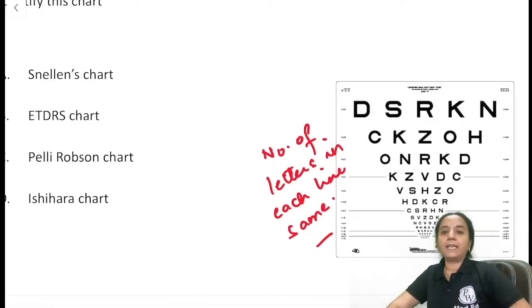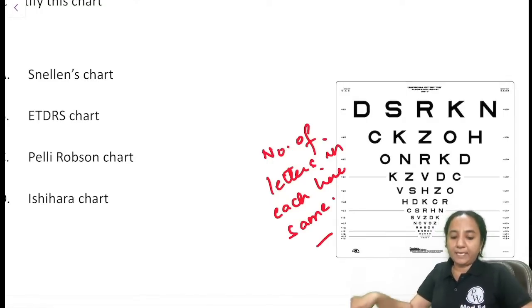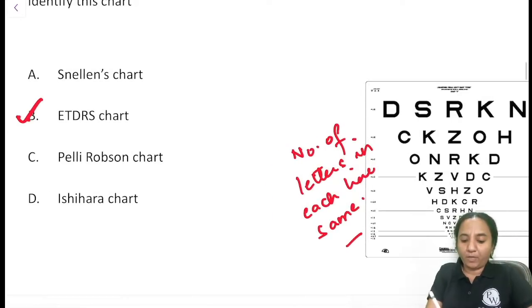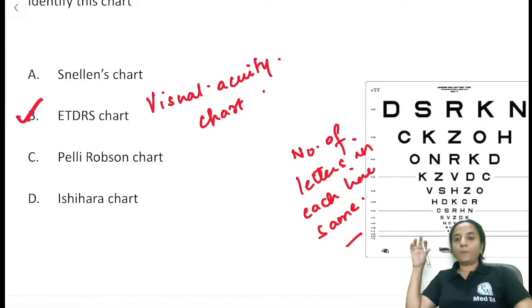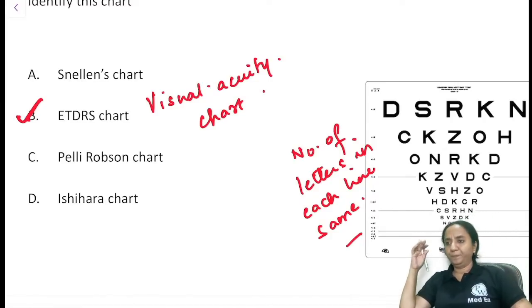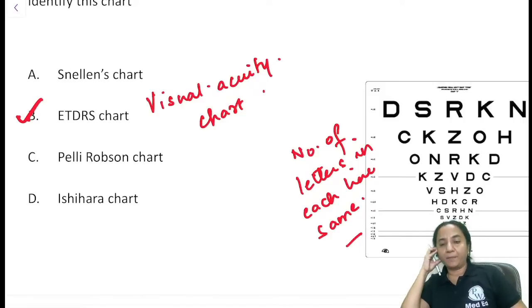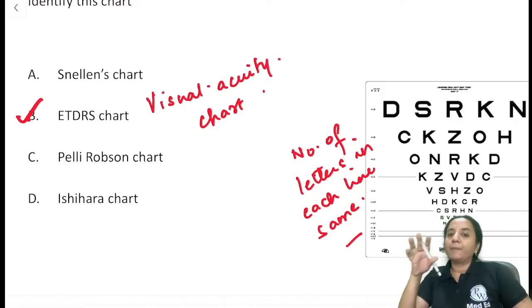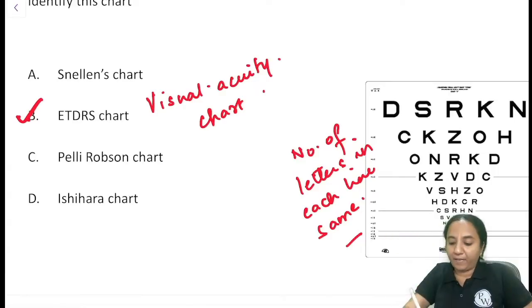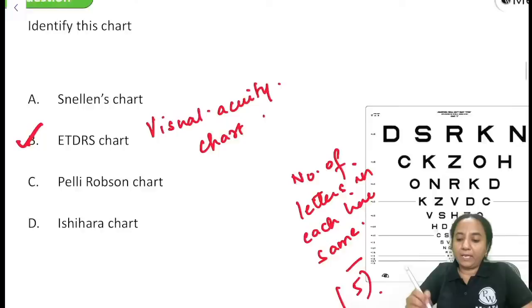So this is the ETDRS chart. The ETDRS chart is a visual acuity chart. How do we know it's a visual acuity chart? Because as you go down, the size of the letters decreases. And how do we know that it's an ETDRS chart? Because the number of letters in each line is the same. Every line has got 5 letters. So this is your ETDRS chart.